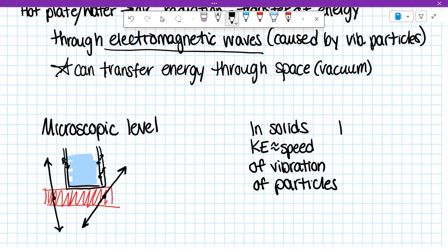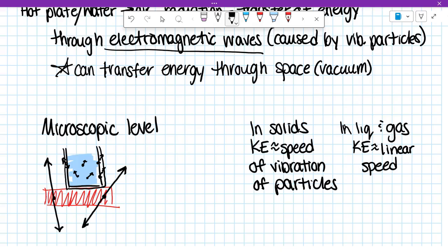But the water is a liquid. And in liquids and gases, KE is going to be proportional to the linear speed, meaning the particles are going to move in straight lines faster, because in liquids and in gases, the particles can actually move around, right? So I'm only going to draw an arrow going in one direction for the water, because they don't necessarily vibrate back and forth.